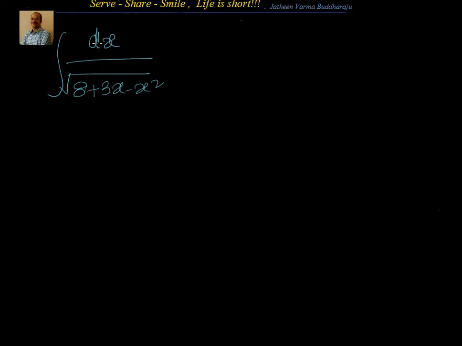We have to find out the integral dx of 1 by square root of 8 plus 3x minus x square. Now we know that we have to convert this into one of the formats. Which format will it fit into? We see that the x square is having a negative sign. That means this will be fitting into the formula integral of 1 by square root of a square minus x square, which is equal to sine inverse x by a.